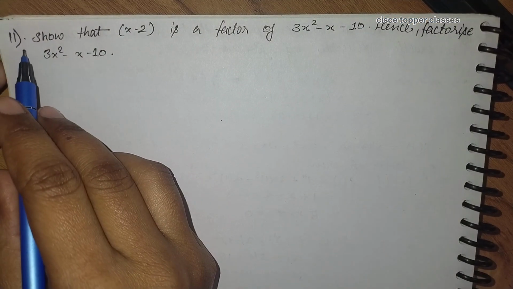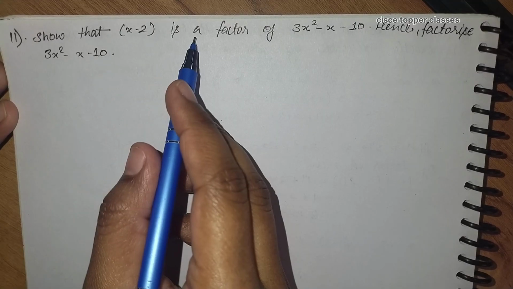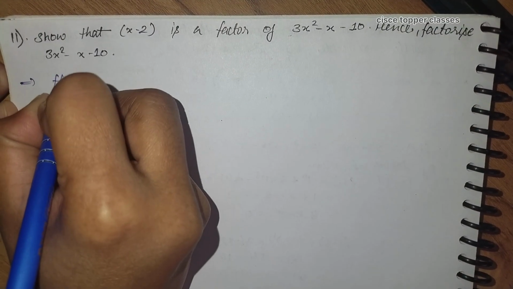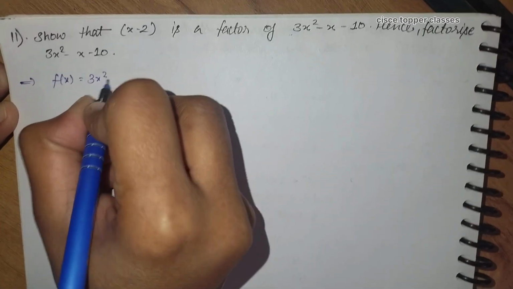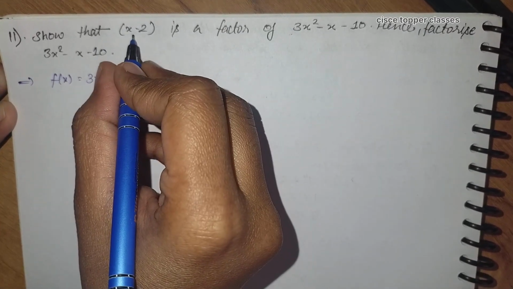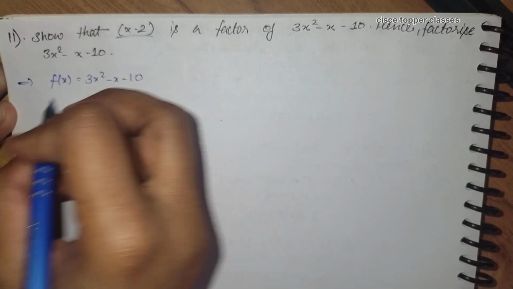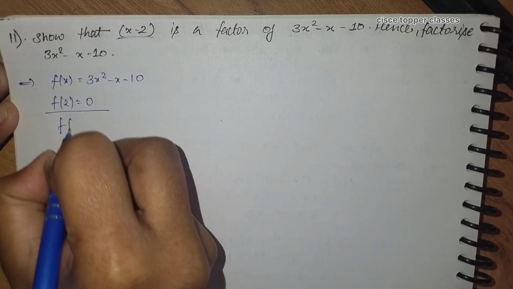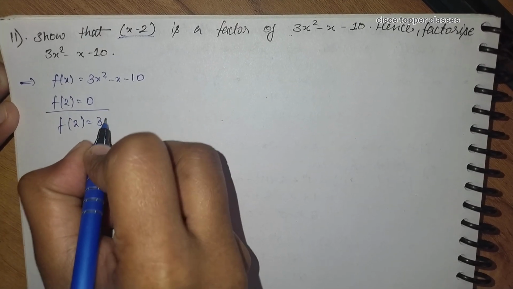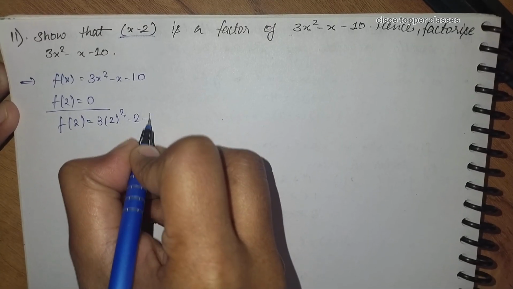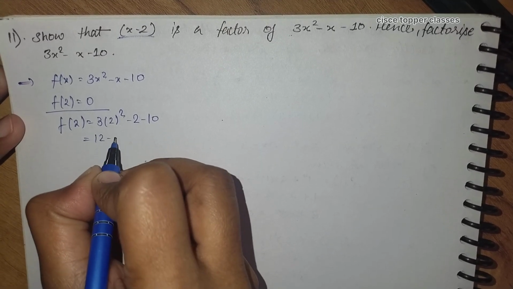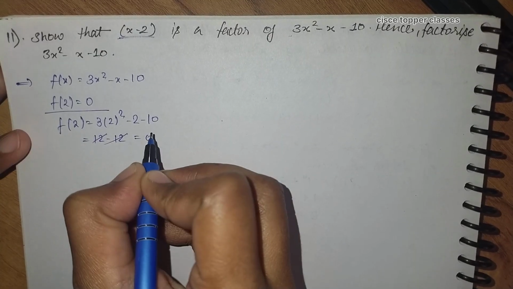Now let us solve question number 11. We have to show that x minus 2 is a factor of this equation, hence factorize this. So let f(x) here be 3x square minus x minus 10. We have to prove that it is a factor. So f of 2 should be equal to 0 for proving that. So if we put f of 2 in this equation, that will become 3 into 2 whole square minus 2 minus 10. So 4 into 3, 12 minus 12, this will cancel out and we will get 0.